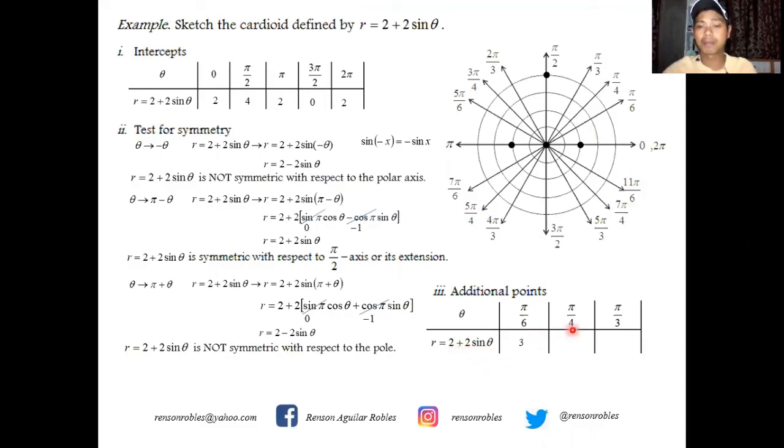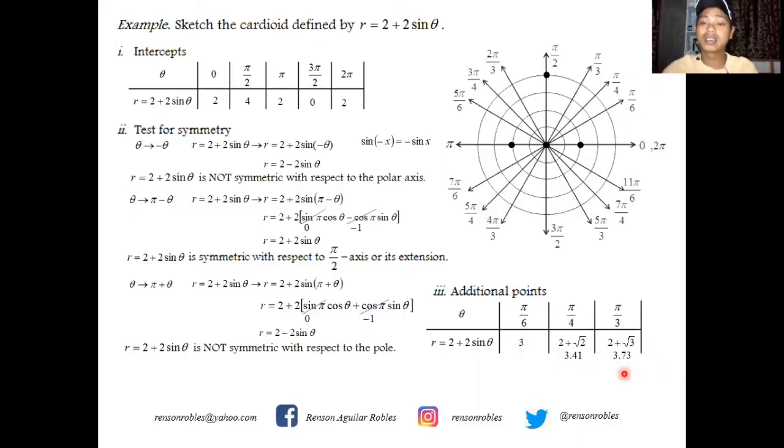And the next, if theta is pi over 4, sine pi over 4 is the square root of 2 over 2 times 2, that's square root of 2, plus 2, that's 2 plus square root of 2. Square root of 2 is approximately 1.41, plus 2, this is equivalent to 3.41. And the next, if theta is pi over 3, so you have sine pi over 3, that's square root of 3 over 2, and then 2 times square root of 3 over 2 is square root of 3 plus 2, that's 2 plus square root of 3. And square root of 3 is approximately equal to 1.73. And then plus 2, that's 3.73.